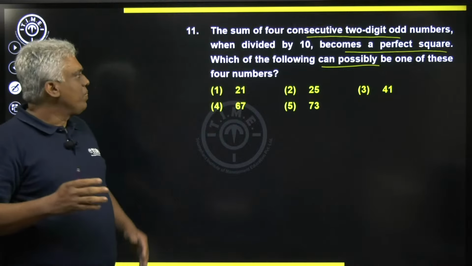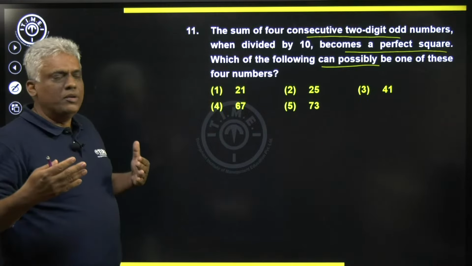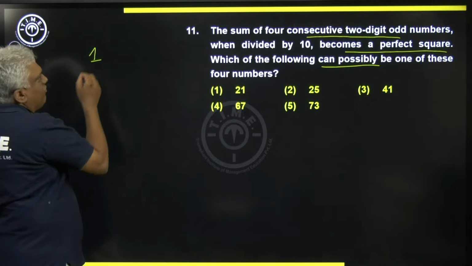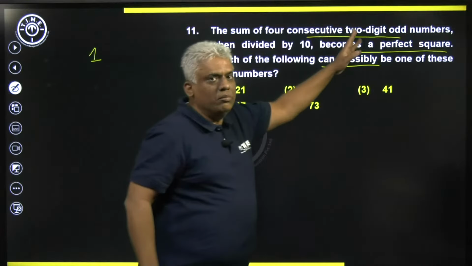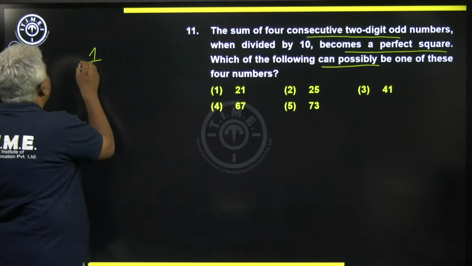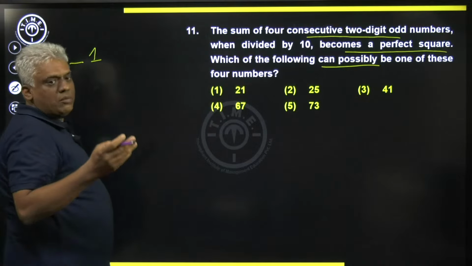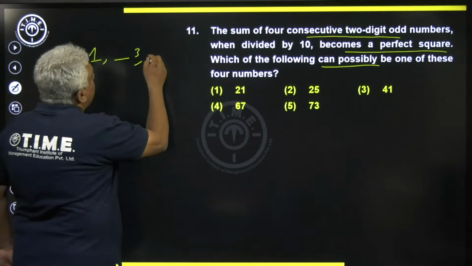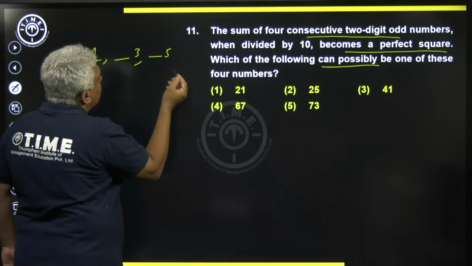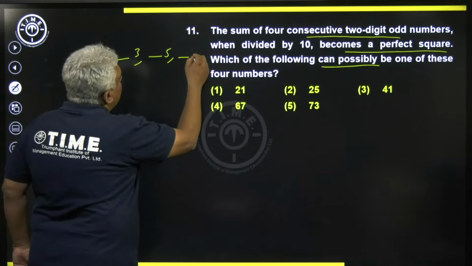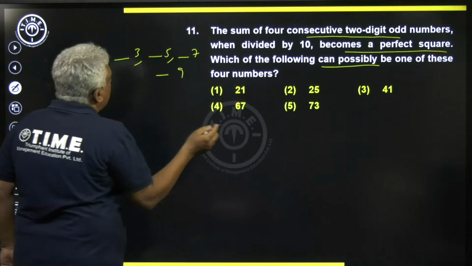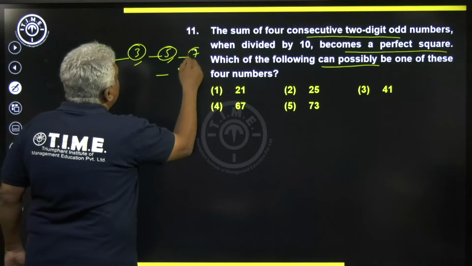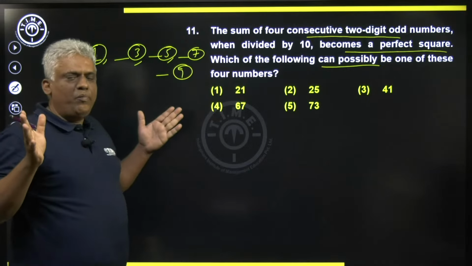You see, guys, four consecutive odd numbers. So if one number ends at 1, the numbers can end at 3, at 5, at 7, or at 9. So you see the last digit can be 1, 3, 5, 7, and 9, right? There are five possibilities.